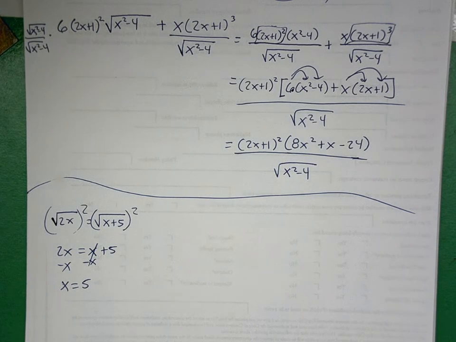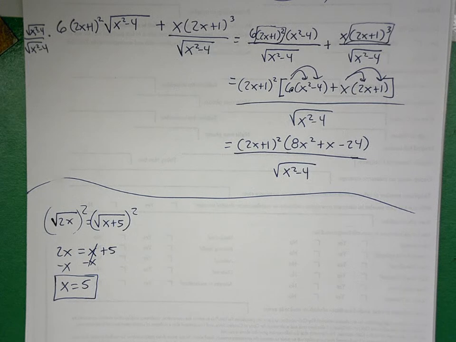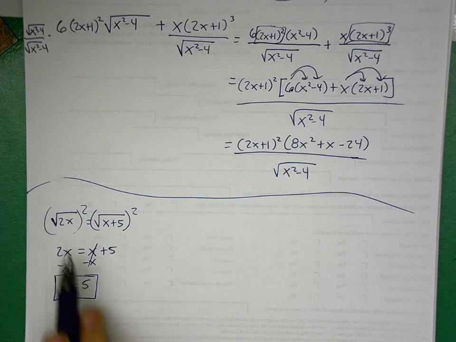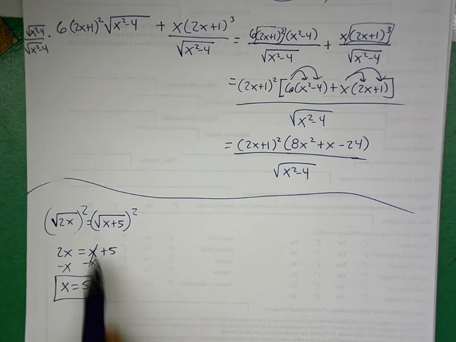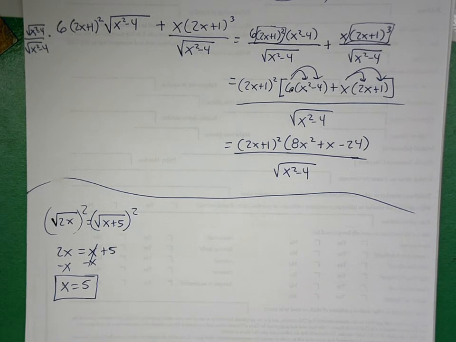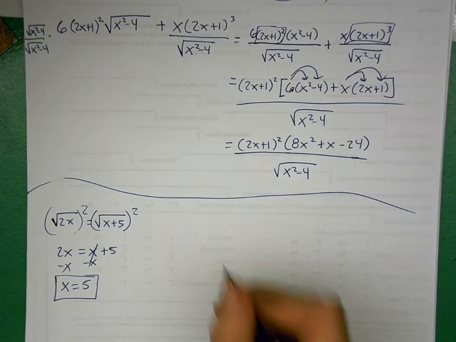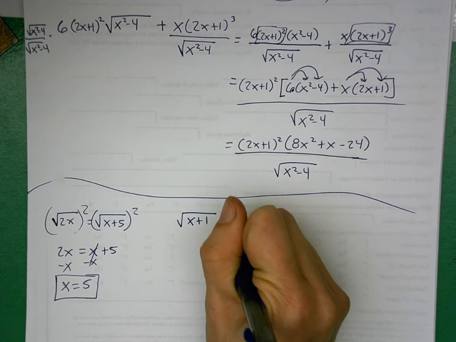And then it's always good to double check, make sure that's not for some reason an extraneous solution, that you didn't for some reason miss a no solution. So you do want to plug that 5 back in just to make sure. Root 2 times 5 is the same thing as root 10 equals, plugging in the 5, root 5 plus 5, which is root 10. Okay. Next up, we have root x plus 1 equals x minus 1.